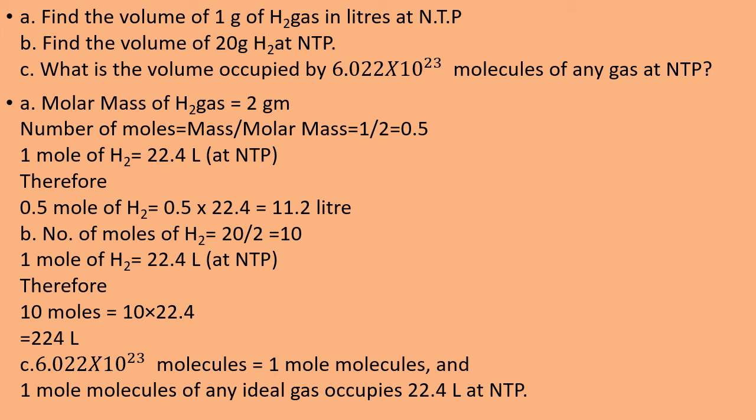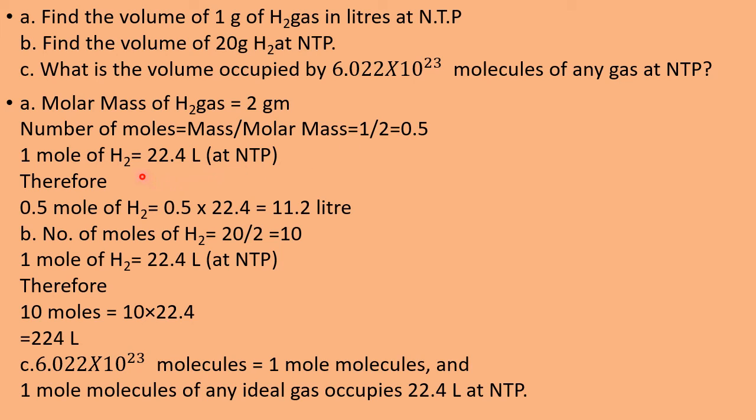Next example. Find the volume of 1 gram of hydrogen gas in liters at NTP. Second, find the volume of 20 gram of H2 at NTP. And the third sub question is what is the volume occupied by 6.022 into 10 to the power 23 molecules of any gas at NTP. First, molar mass of H2. 1 H equal to 1, 2 H equal to 2 gram molar mass. Number of moles of H2 is given mass by the molar mass. Given mass is 1 gram. So 1 gram by 2 gram equal to 0.5 moles of hydrogen gas.